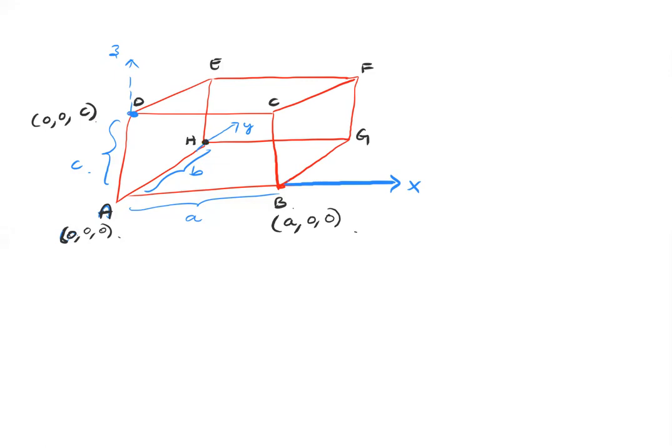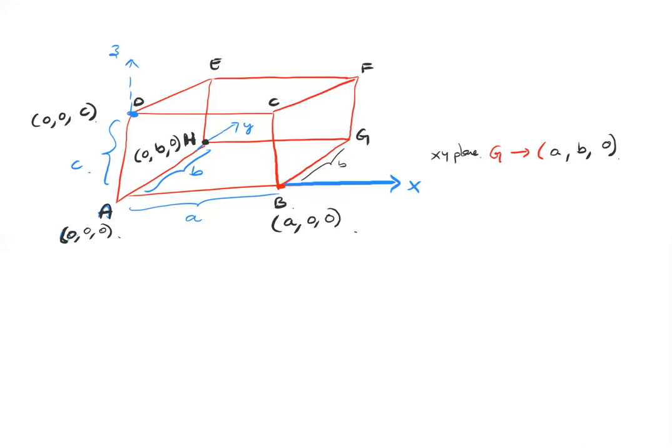Coordinates of H: if you are taking H, it is on the y-axis, so the coordinates will be 0, b, 0. Okay, now the main important parts. Coming to point G in the base, G will have a coordinate of a, and this distance is b, so it is a, b, 0. It is on the xy plane. G is on the xy plane, and on the xy plane, the z coordinate is 0.